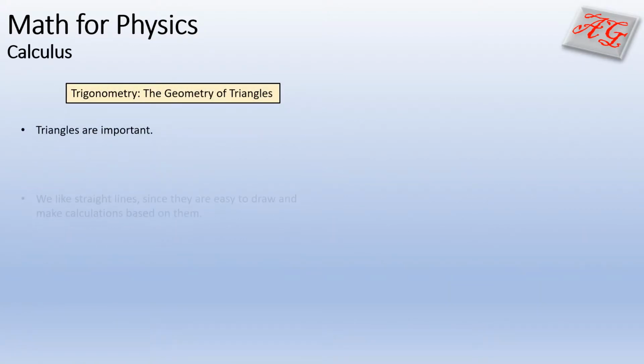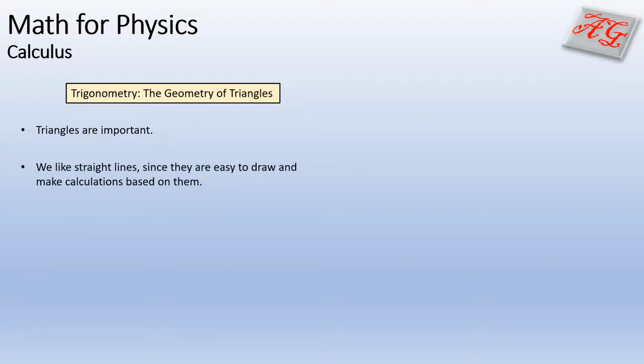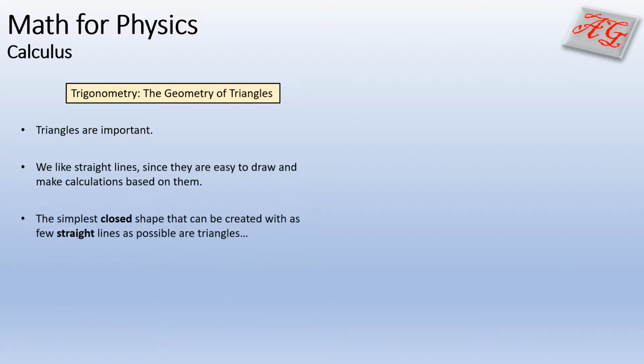Triangles are important. Triangles are made out of straight lines so that they are easy to draw and their properties can be easily deduced. Triangles are also the simplest closed shapes that can be created with straight lines. In our case, we are going to look at triangles in a plane. When looking at triangles in curved geometries, things can get very complicated and out of hand very easily. So we are going to focus on triangles in two-dimensional flat geometry.